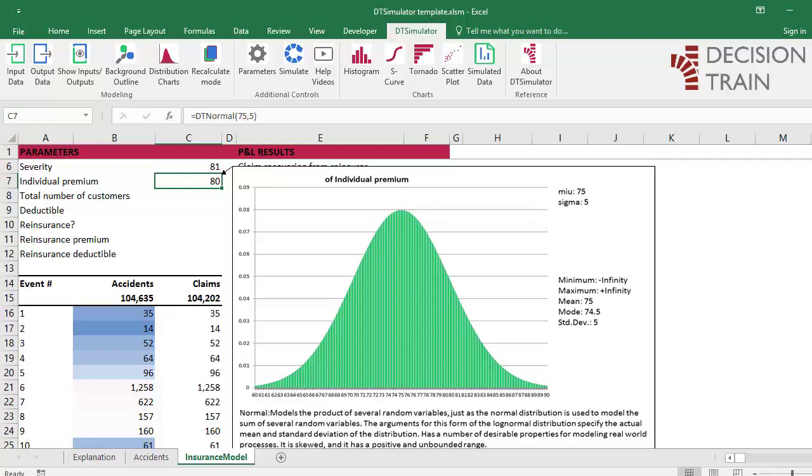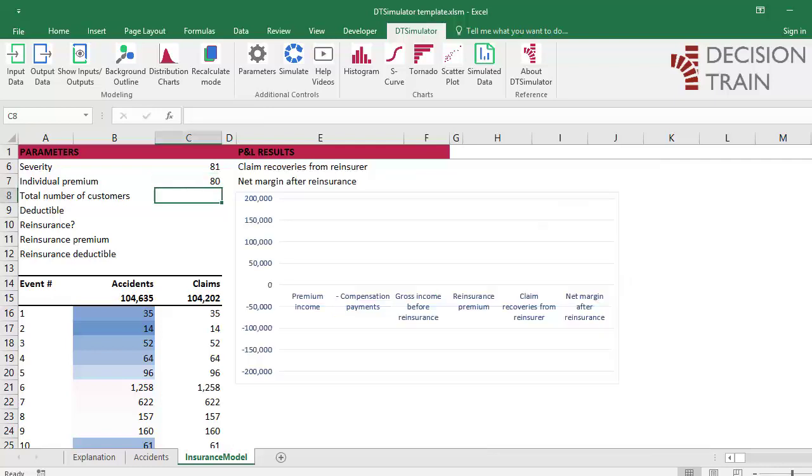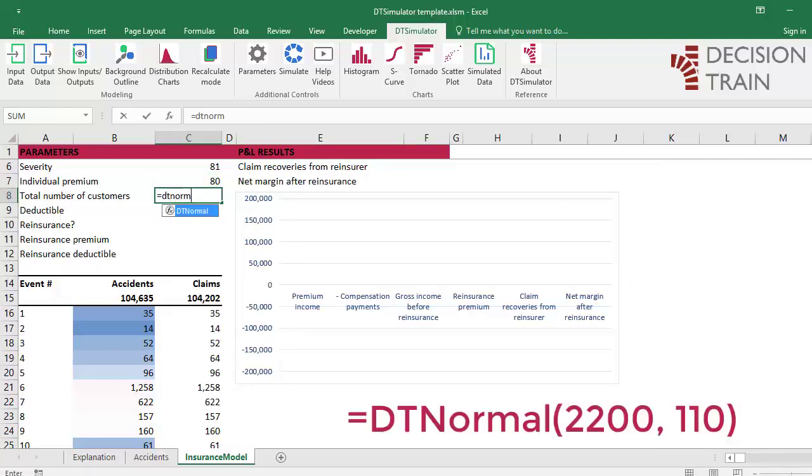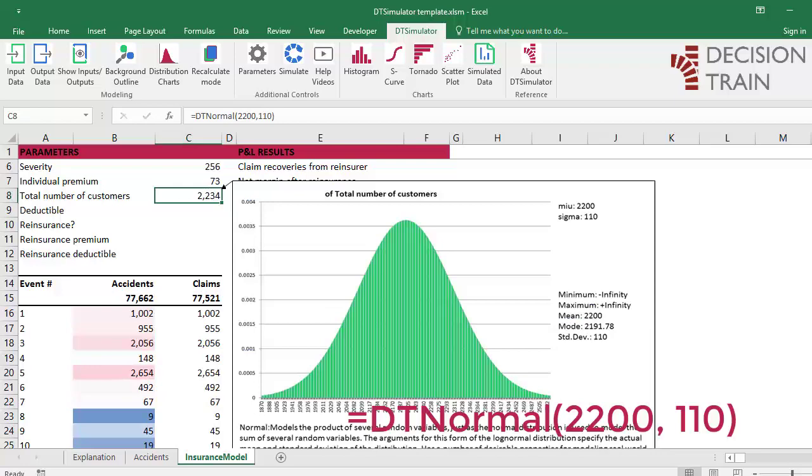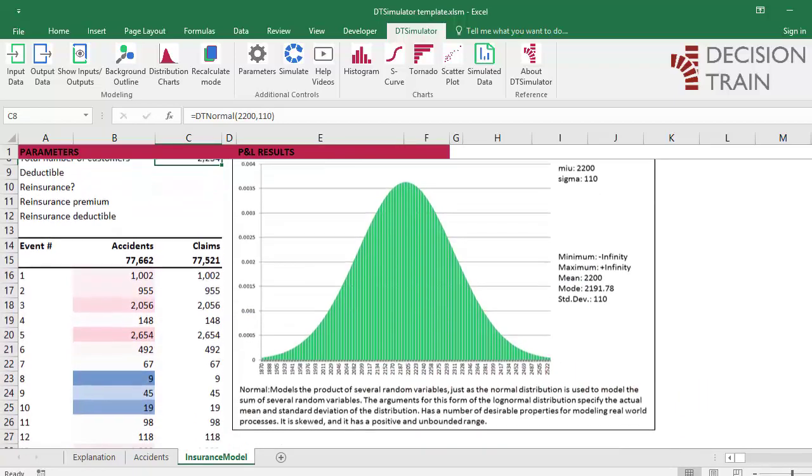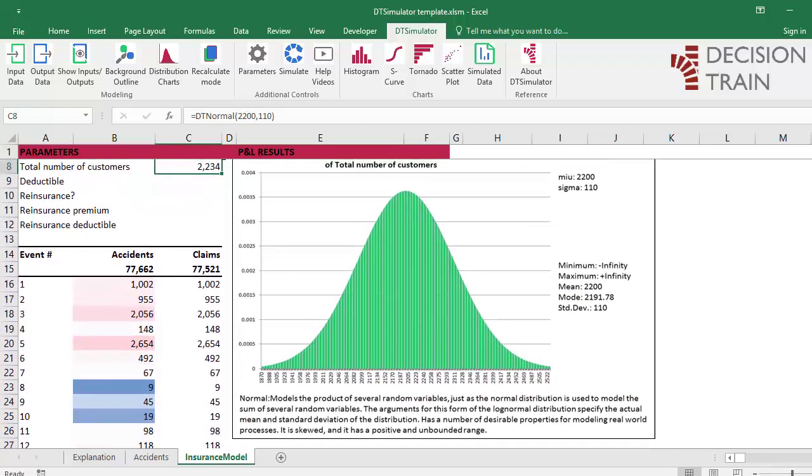As stated before in the case, every month new customers come in and some exit, leaving a constant average number of monthly customers at 2,200 with a 5% coefficient of variation. 10. On cell C8, we write the following function. Equals DT normal, open parenthesis, 2200, comma, 110, close parenthesis. This will create such a normal distribution for this variable.